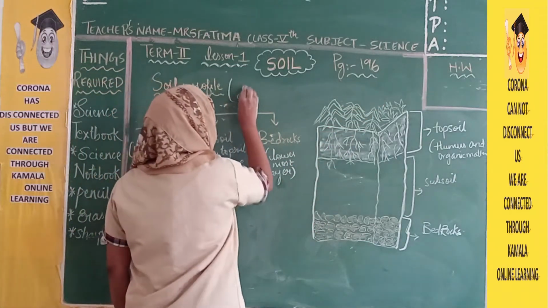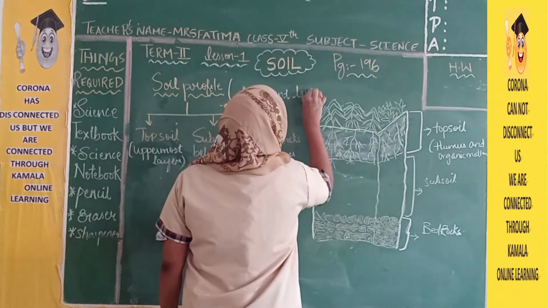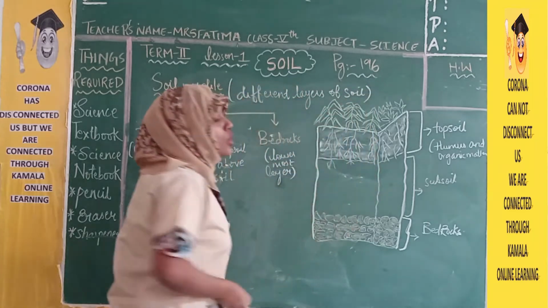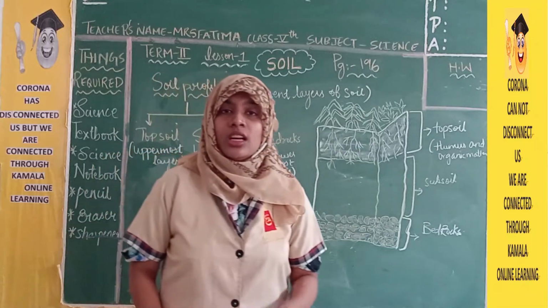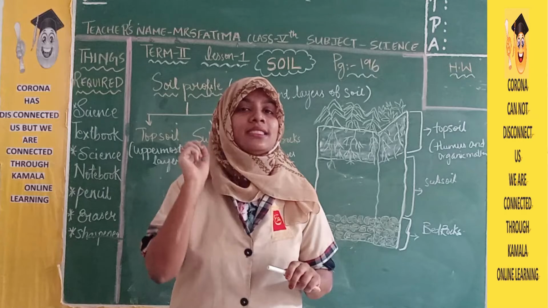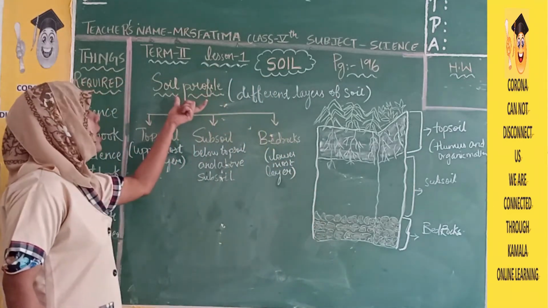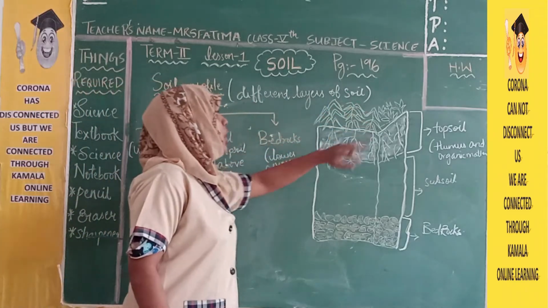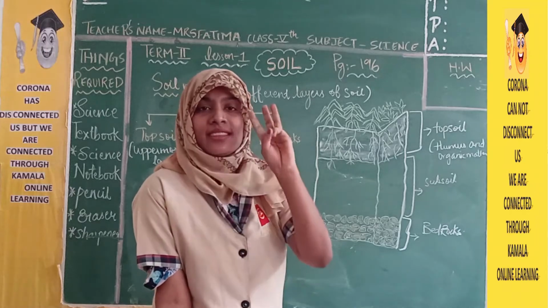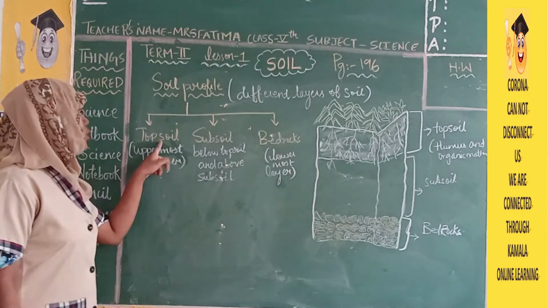Children, what is soil profile? Different layers of soil. As we have already learned, soil has different layers. Different layers of soil is known as soil profile. So soil has 3 layers, children. How many? 3. The first one is topsoil.